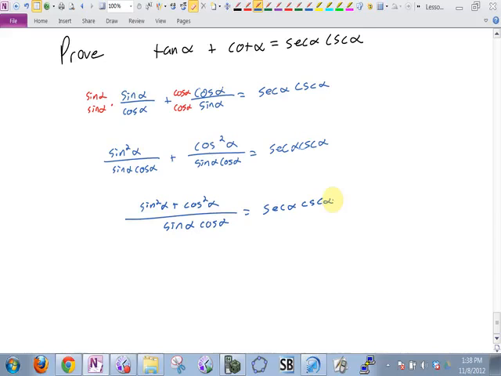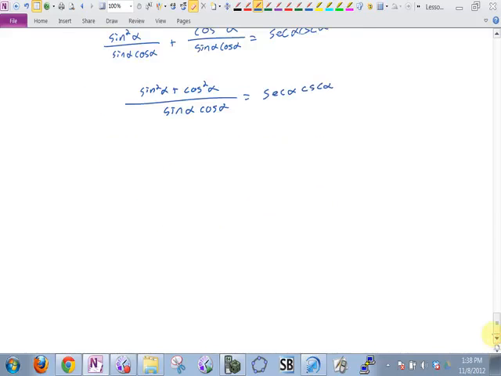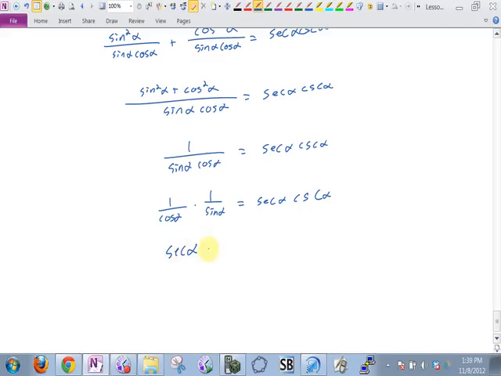What is sine squared alpha plus cosine squared alpha? It's 1. So we now have 1 over sine alpha cosine alpha. Can I split that fraction up into 1 over cosine alpha times 1 over sine alpha, by the rule of multiplying fractions? Right? And what is 1 over cosine? So that becomes secant alpha. And what is 1 over sine? And that's it. We're done.